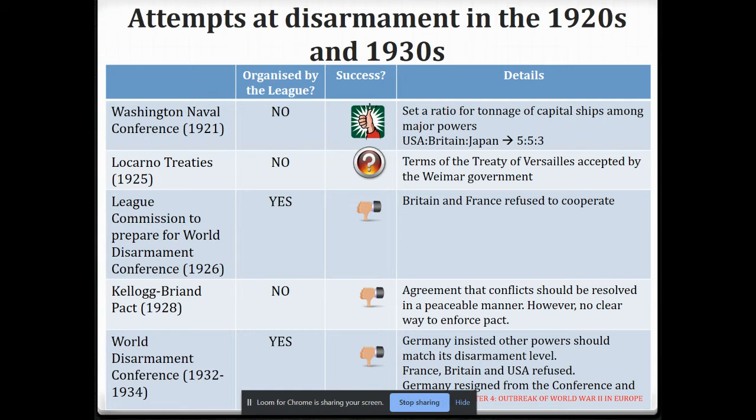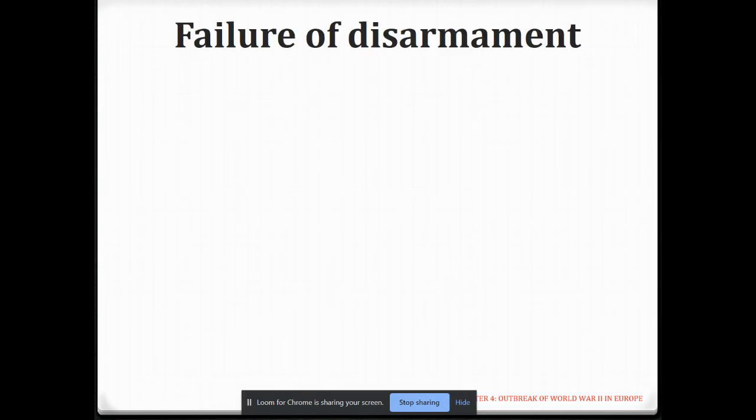And then, sorry, just now I mentioned the World Disarmament Conference already. That was the preparation. So the actual conference itself was not successful because Germany insisted that other powers should match its disarmament level, which, if you recall, according to the Treaty of Versailles, was a very bad disarmament level, right? So therefore, the rest of the countries like Britain, France, and USA would definitely refuse to agree to that requirement. So Germany resigned from this World Disarmament Conference, and nothing came out of it.